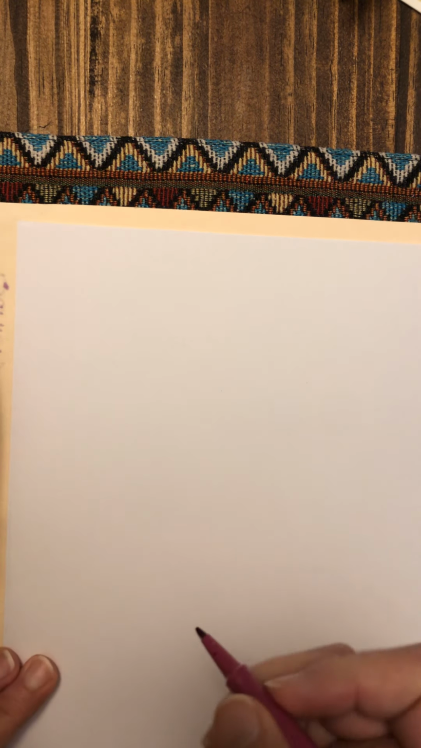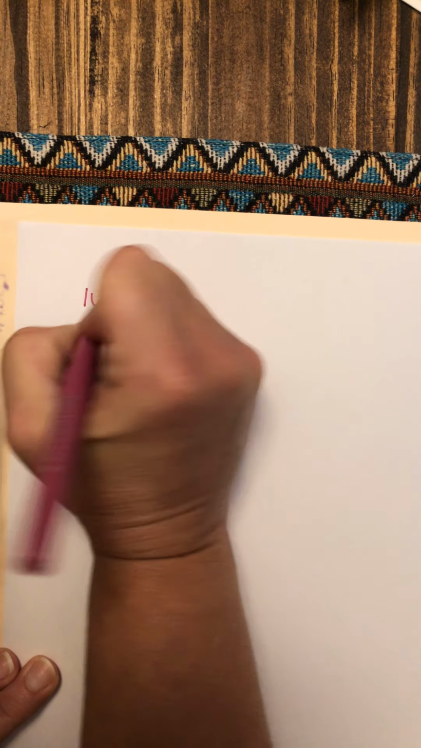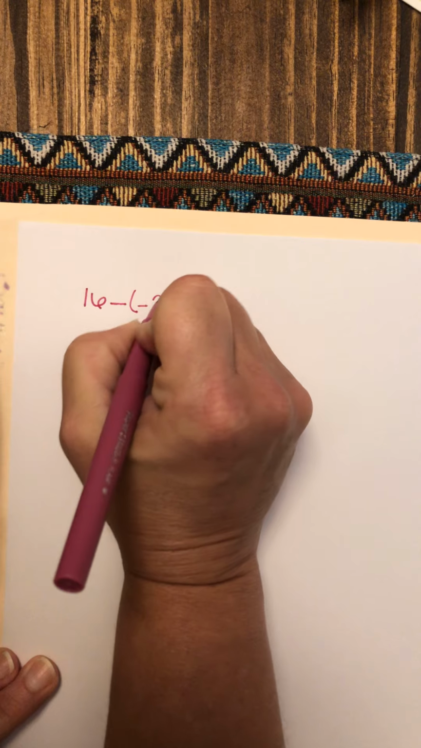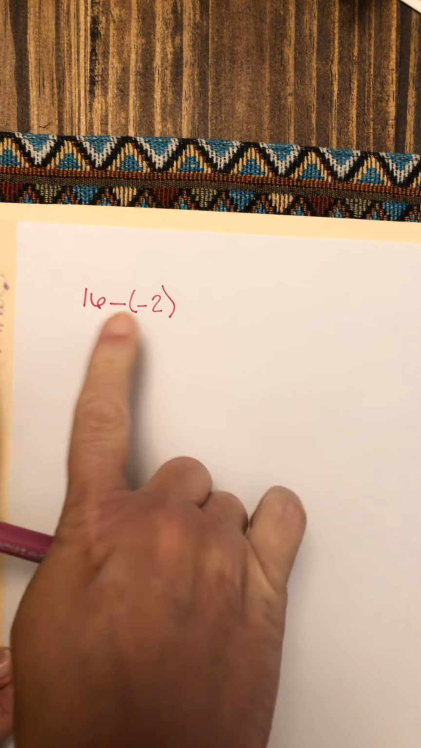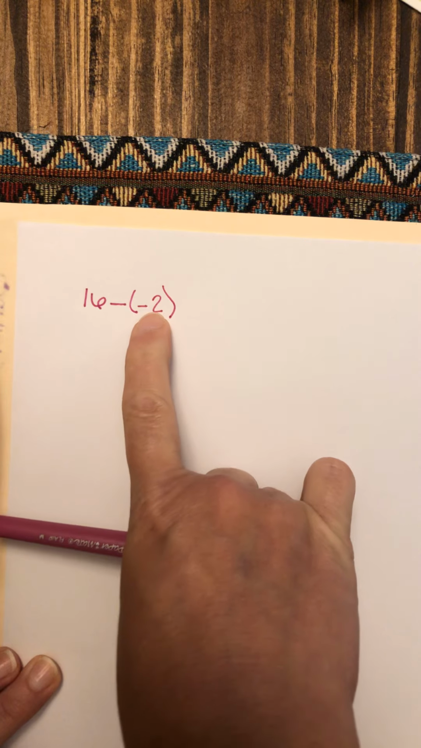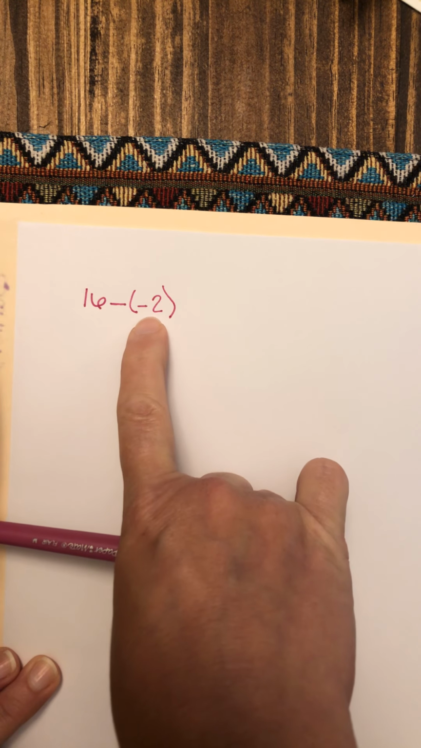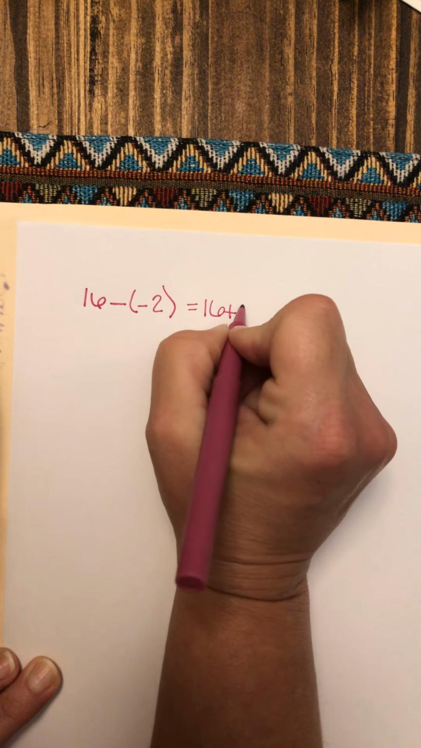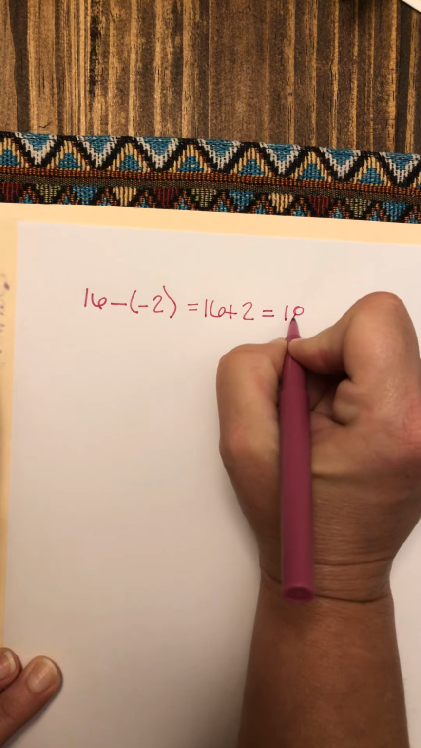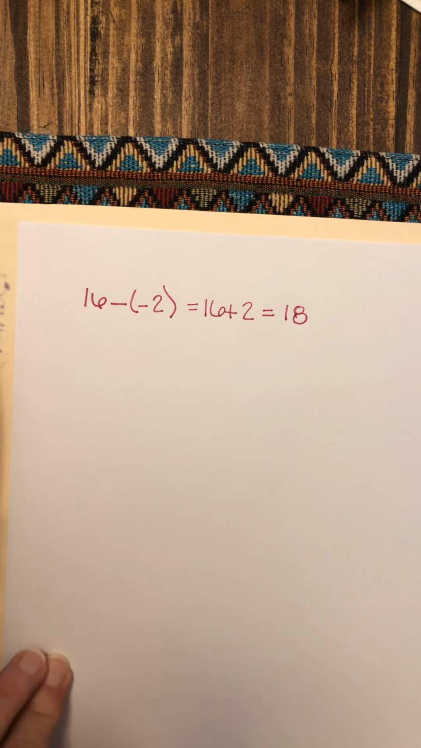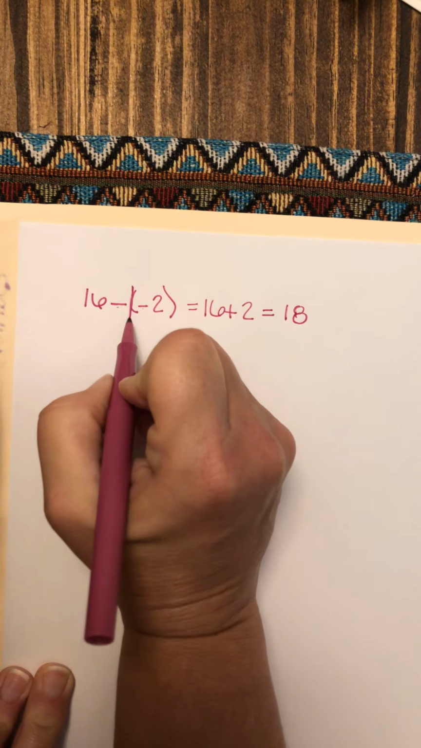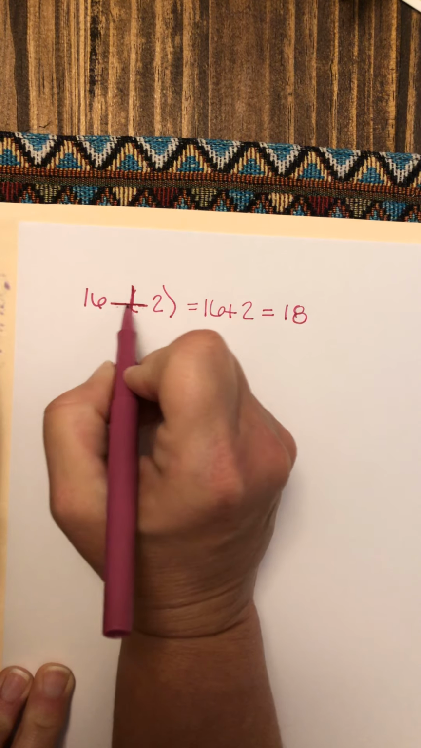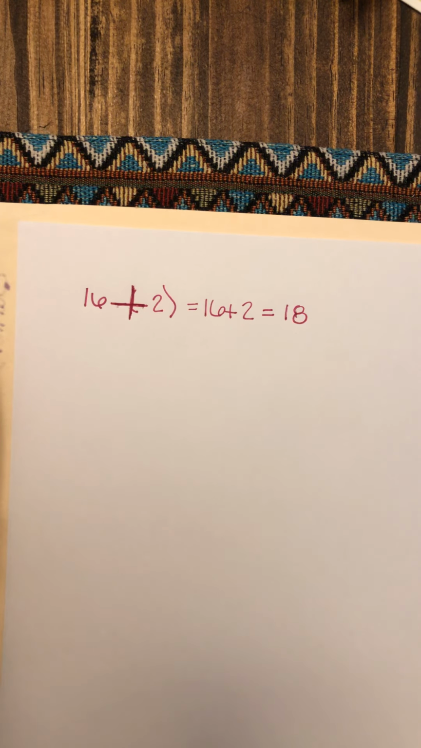So my first example is 16 minus -2. This is telling me to do the opposite of this. The opposite of -2 is positive 2. So now it turns into 16 plus 2 equals 18. If you remember the trick we learned in class, when I have two negatives, it makes a big plus. So 16 plus 2.